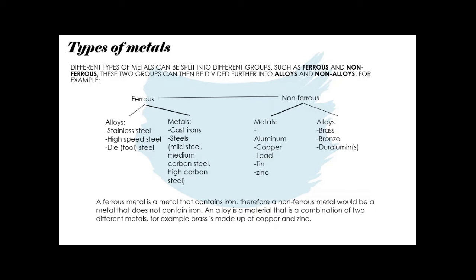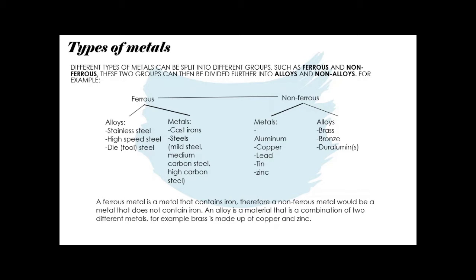Now the next category, alloys, they can be either ferrous or non-ferrous depending on what it is. An alloy is a mixture of two, sometimes more metals joined together to make a new metal. So your ferrous alloys were things like stainless steel, high-speed steel and tool steel. And then your non-ferrous alloys are things like your brass, bronze and beryllium. Brass, for example, is made up of copper and zinc joined together. So that is just a little recap of the kinds of metals.